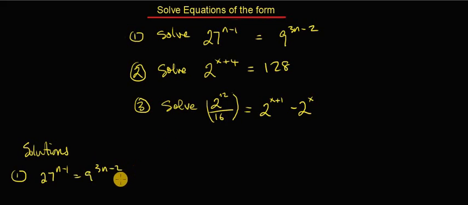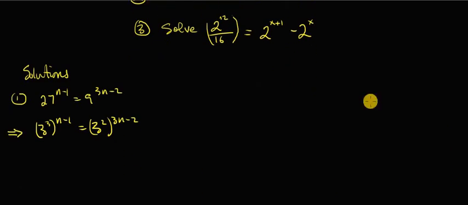Okay, here's the first one. 27^(n-1) is equal to this. I'm going to change 27 to 3 to the power of 3, and that's all to the power of n minus 1. And that's going to give me 3 to the power of 2 by 3 to the power of 3n minus 2. Now, because it's powers of indices, I can now multiply the indices out.